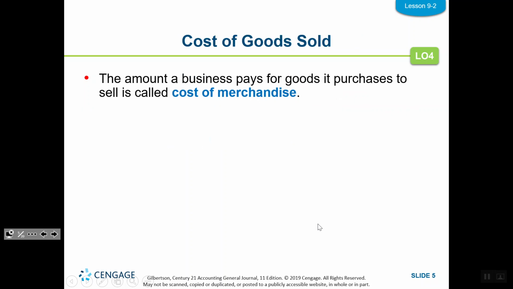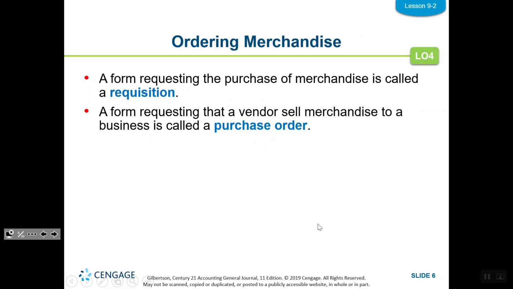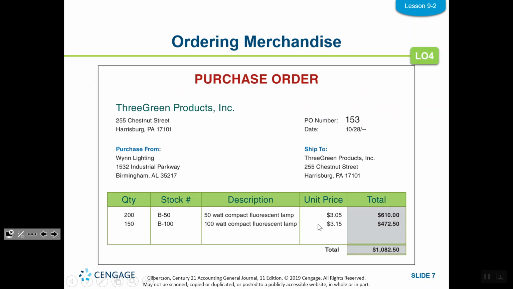Now, cost of goods sold is the amount a business pays for goods it purchases to sell. For example, if you buy a shirt to resell, how much did it cost us to buy that shirt to have in our inventory? That's the cost of goods sold. A form requesting the purchase of merchandise is a requisition form. And the form requesting that a vendor sell merchandise to a business is a purchase order. Here's an example of a purchase order. This is a new source document we have. Here it has our company name, and here's the company we bought from. Here's our PO number, the date, and here's what we're ordering.